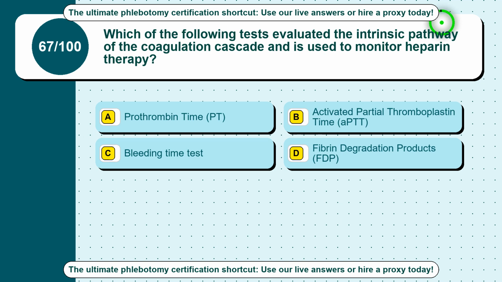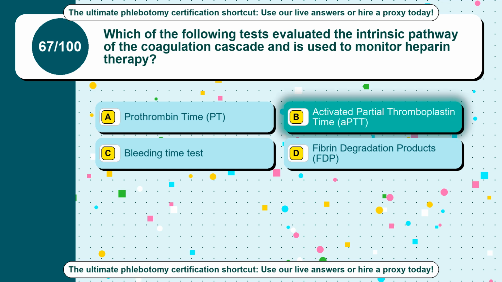Question 67. Which of the following tests evaluates the intrinsic pathway of the coagulation cascade and is used to monitor heparin therapy? Option A. Prothrombin time, PT. Option B. Activated partial thromboplastin time, APTT. Option C. Bleeding time test. Option D. Fibrin degradation products, FDP.